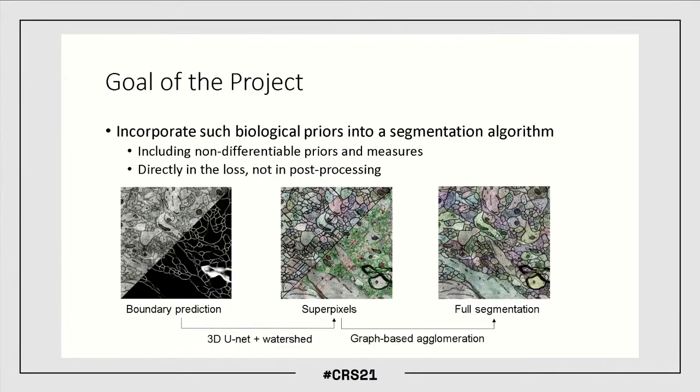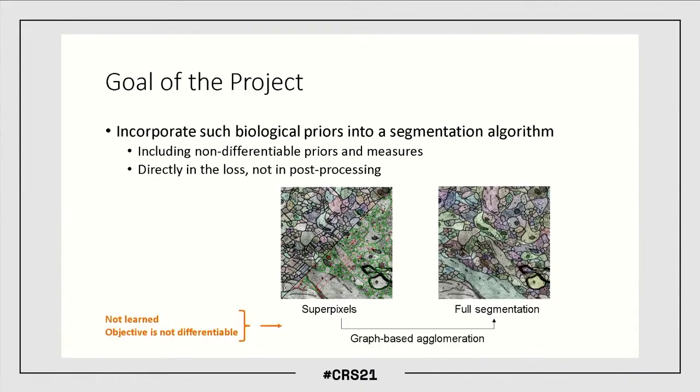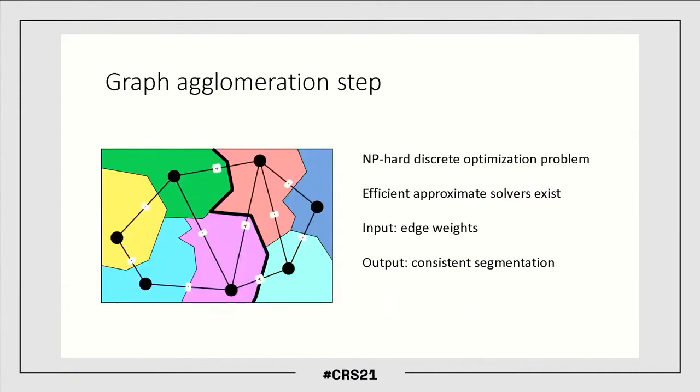Yeah, so how exactly can we do this? If you look at the pipeline there, right, like I said, we have the boundaries predicted, superpixels, full segmentation, and well, you have to remember that the priors that we have are on the object level, they're not for boundaries. But this step is not learned, and in any case, the objective of partitioning the graph is not differentiable. So if we look at it in more detail again, right, it's an NP-hard discrete optimization problem.